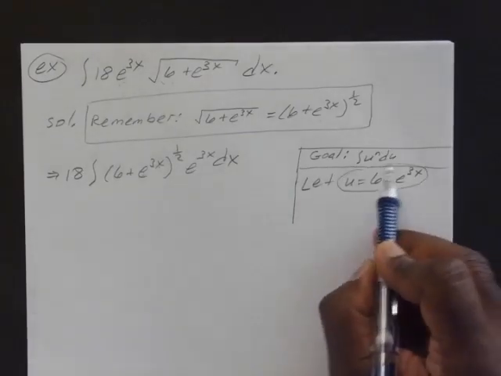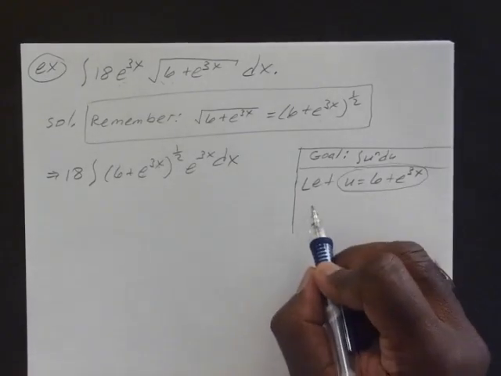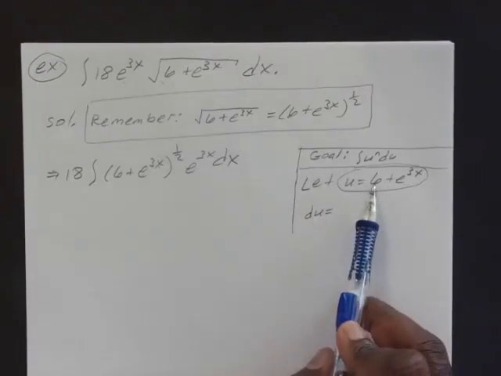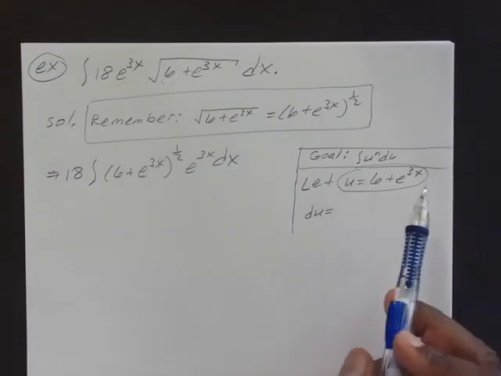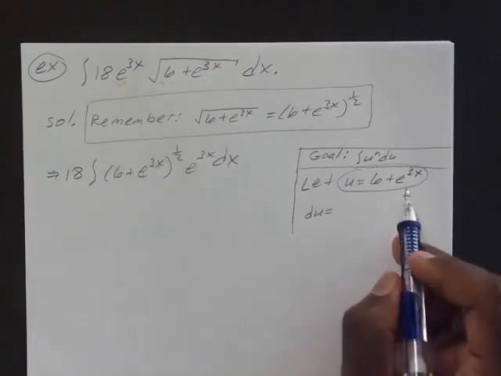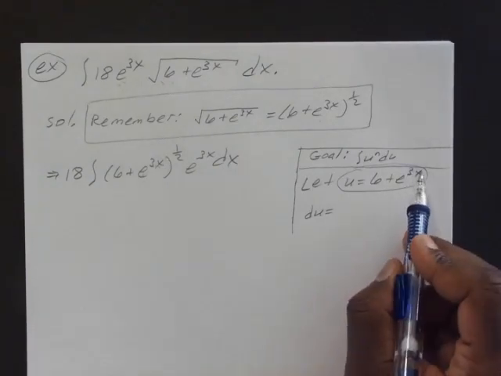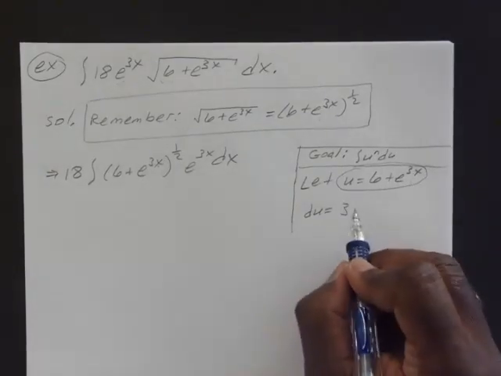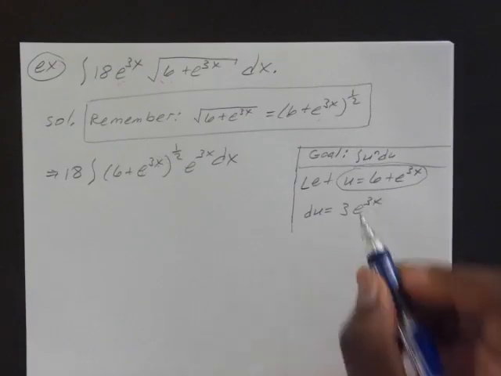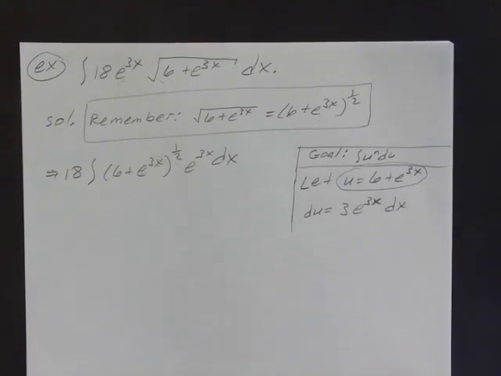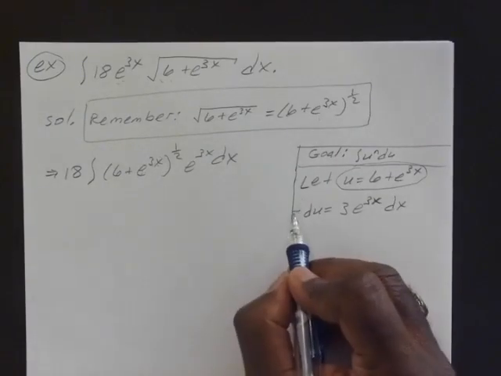And we're going to need that, so we'll highlight that, which means our derivative of u is equal to the derivative of 6, which is just 0, so that disappears. The derivative of e to the power of 3x is e to the power of 3x times the derivative of 3x, which is 3. So it's 3 times e to the power of 3x with respect to x.